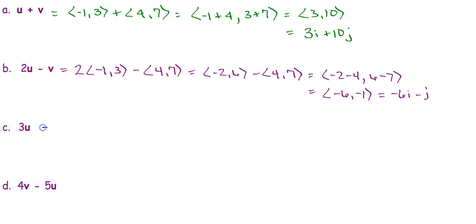Next, we're going to do 3 times u. So this is just 3 times negative 1, 3, which is going to give us negative 3, 9. So that's component form, and then in linear combination form, we're going to do negative 3i plus 9j.